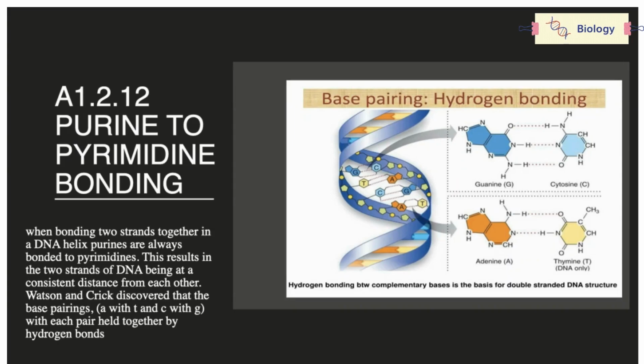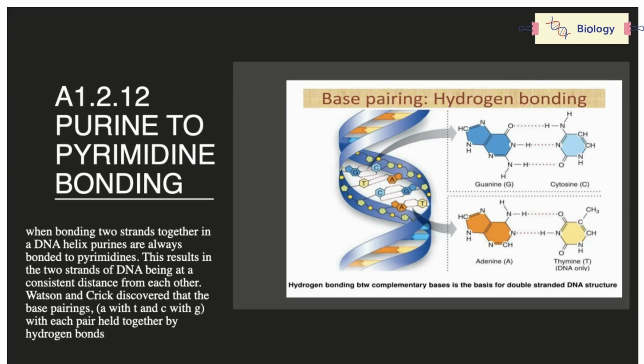Purine to pyrimidine bonding. The nitrogenous bases of DNA are grouped into purines and pyrimidines, as you see here. The pyrimidines are smaller as they contain a single ring structure, whereas the purines are larger as they contain a double ring structure. When bonding two strands together in a DNA helix, purines are always bonded to pyrimidines. This results in the two strands of DNA being at a consistent distance from each other.